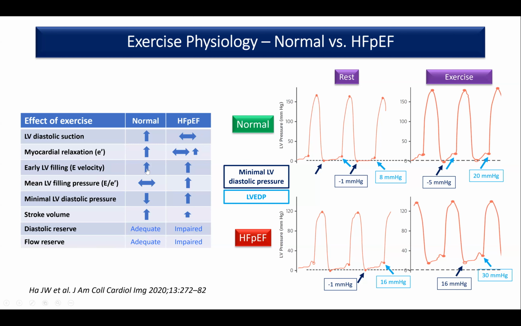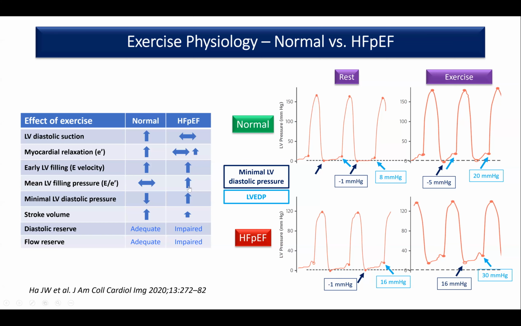The E velocity goes up in normal patients as well as in HFpEF patients with exercise. The E/E prime ratio would remain normal with exercise in normal patients. Why? Because the E velocity goes up and the E prime velocity goes up because the relaxation improves. So the E prime goes up. The E velocity goes up because the preload increases with exercise. The E goes up, but the ratio remains normal.